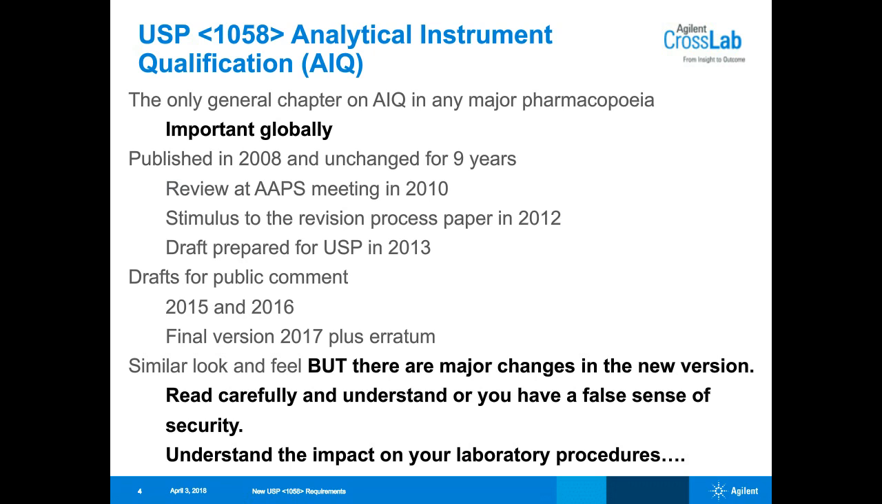Following feedback from that stimulus paper in Pharmacopeial Forum, we went through and drafted a more detailed revision to 1058 that was submitted in 2013 to the USP. After revision internally within the USP, there were 2 drafts published for public comment in Pharmacopeial Forum in 2015 and 2016. Then there was the final version published for 2017 with an erratum, and that has some very significant context, as we'll go through.